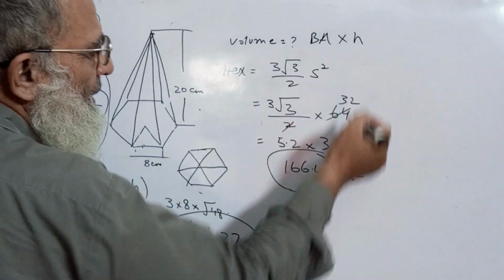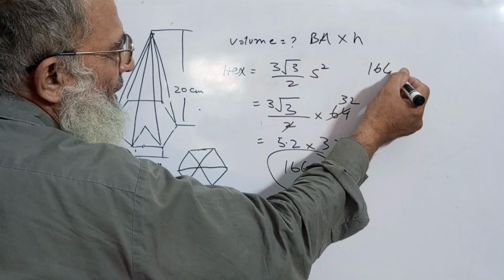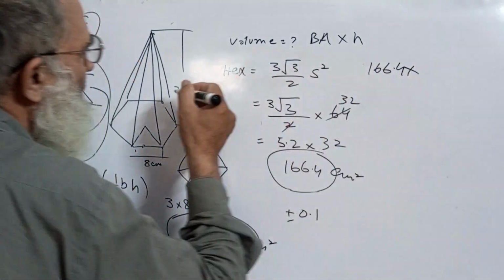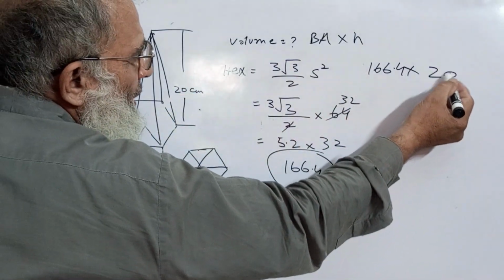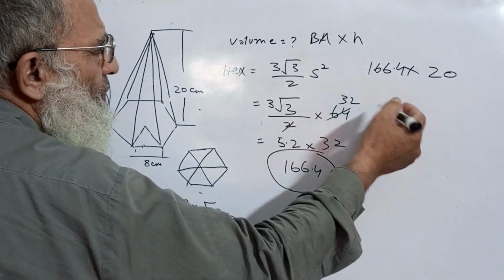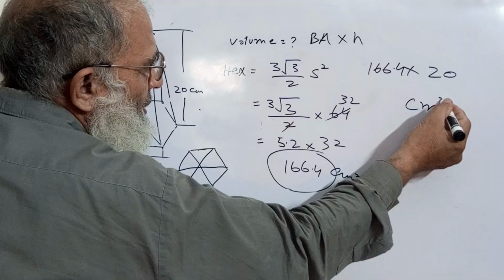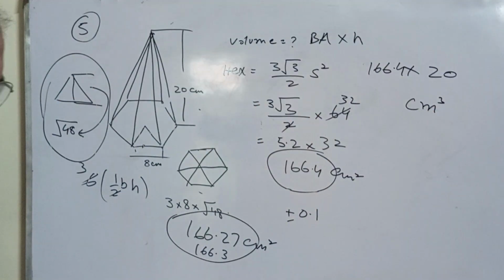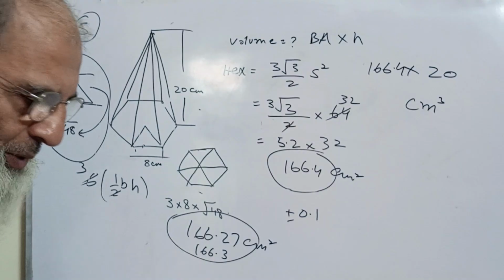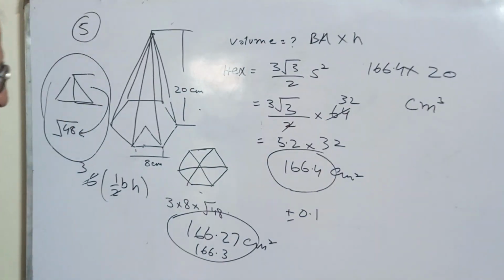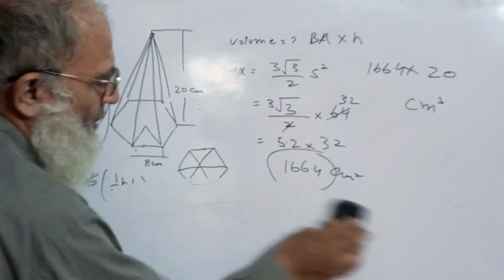So the base area we have found is 166.4, multiplied by 20. Whatever comes will be in centimeter cube, and you will get the proper answer. You can do it by yourself now. I know you are very intelligent.